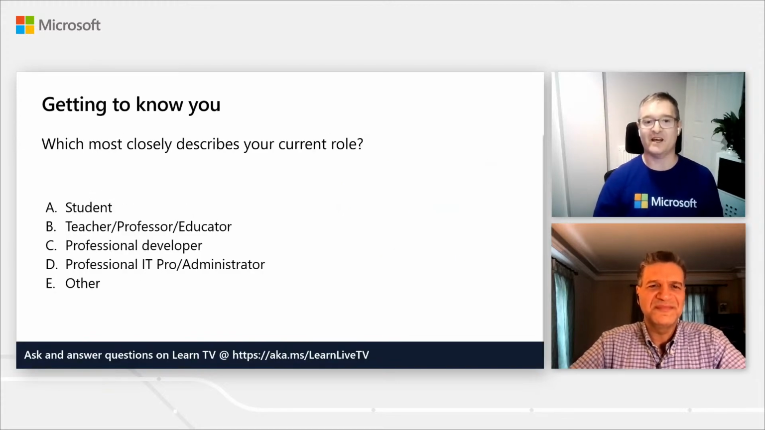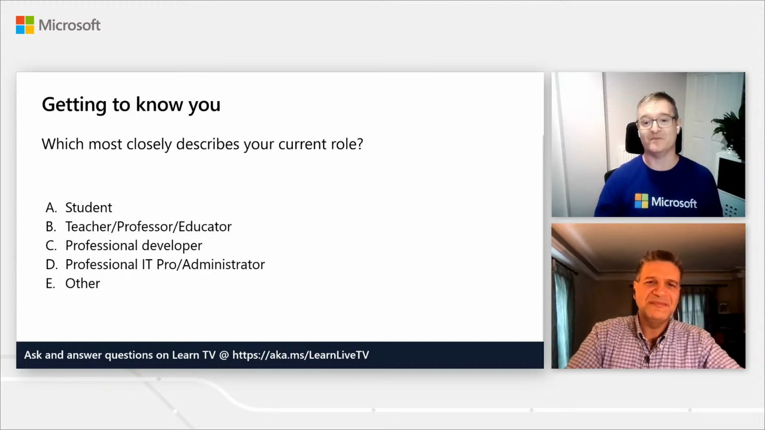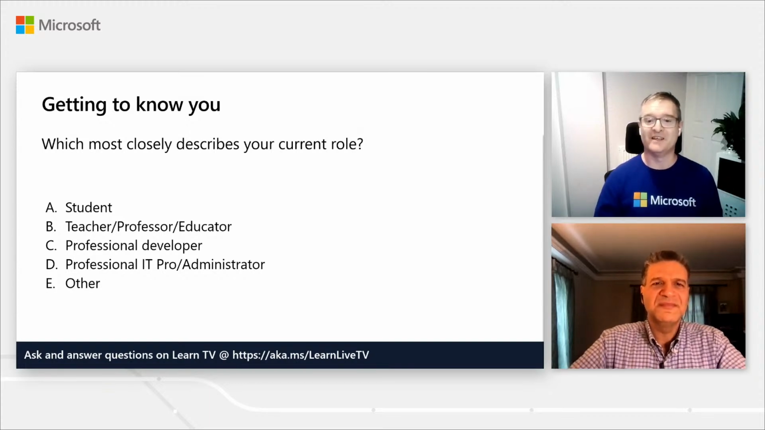So for those who are on the chat, we'd like to just understand who you are and get to know a little bit about you. So if you could just answer the following questions to what type of audience you are. If you're a student, please select A. If you're a teacher, please select B. If you're a professional developer, please select C. If you're a professional IT administrator, press D. And if you're another, press E.